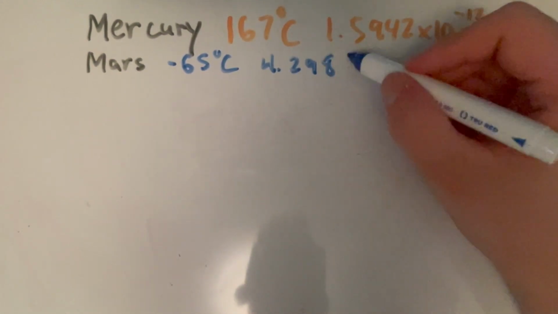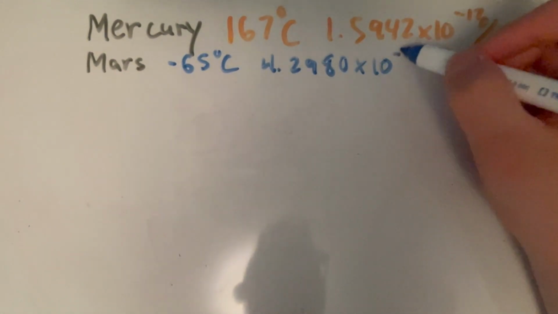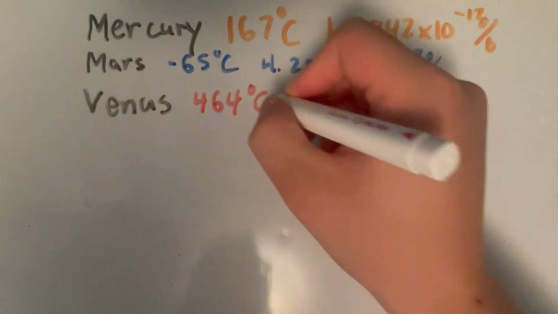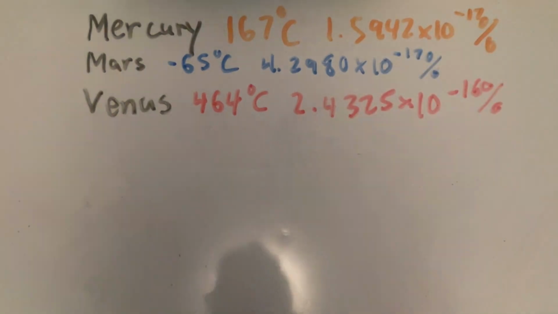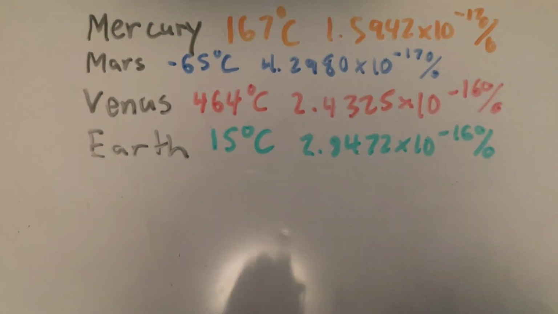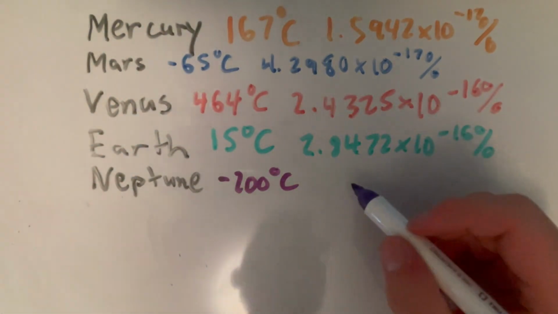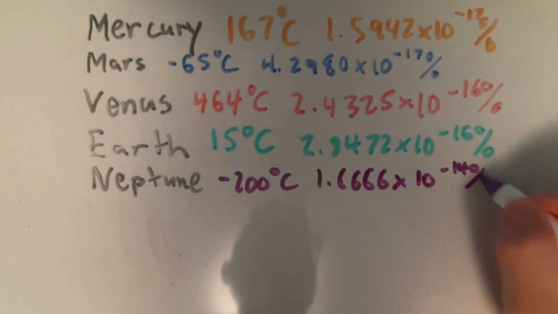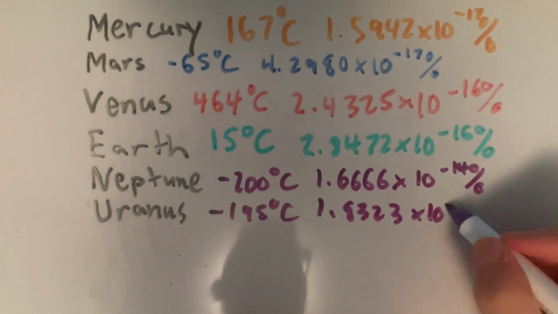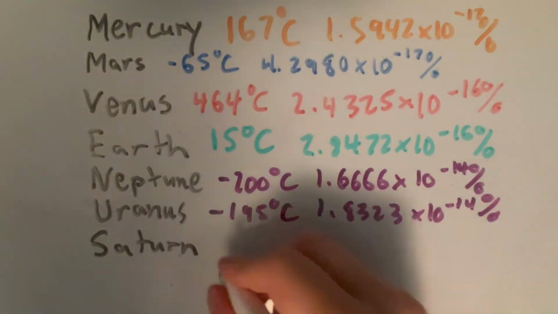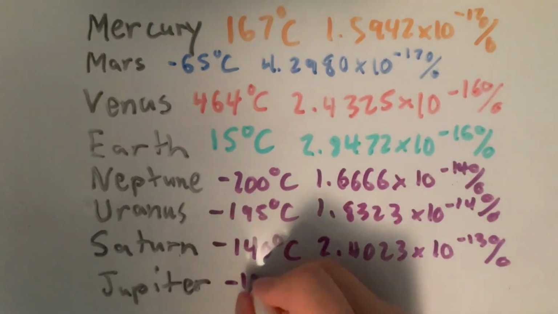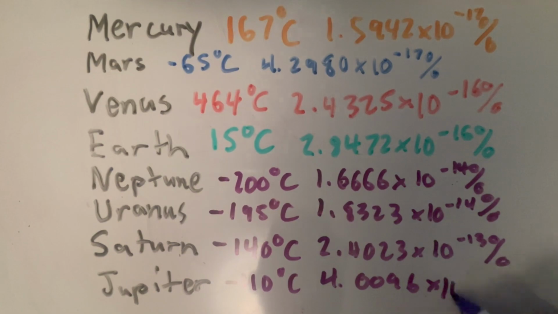Mars takes up 4.2980 times 10 to the negative 17%. Venus takes up 2.4325 times 10 to the negative 16. Earth, 2.8472 times 10 to the negative 16. Neptune, 1.6666 times 10 to the negative 14. Uranus, 1.8323 times 10 to the negative 14. Saturn, 2.4023 times 10 to the negative 13. And Jupiter, 4.0096 times 10 to the negative 13.